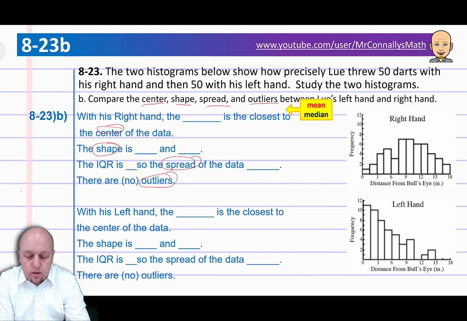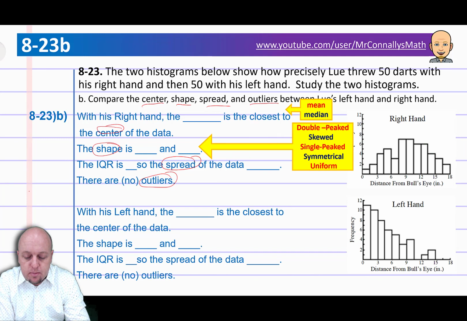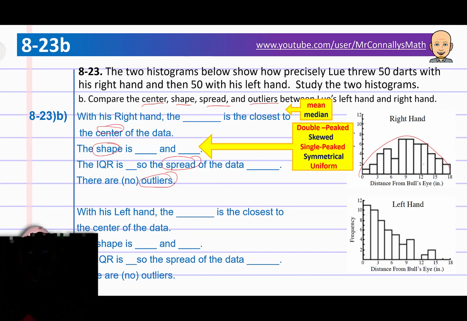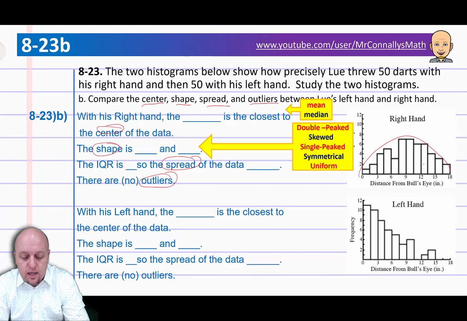Okay, so decide which is closest to the middle, the median or the mean. And the shape, what is the shape of this? Is it double peak? Is it single peaked? Okay, is it skewed? Is it symmetrical? Or is it uniform? Look those up from your notes and decide on what it is. Pick two of them to describe this data.